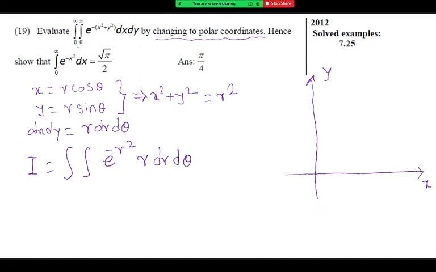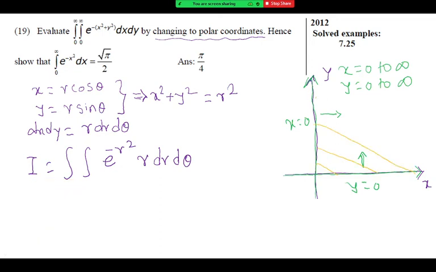Actually, you will observe the limits of x and y are 0 to infinity. From the double integral, x varies from 0 to infinity, y varies from 0 to infinity. What is x equal to 0? x equal to 0 is the y-axis, this one, and 0 to infinity means this side. Similarly, this line is y equal to 0, and y equal to 0 to infinity means that side. And that is entirely the first quadrant. It is an unbounded region that we are given. So that is about the region of integration.